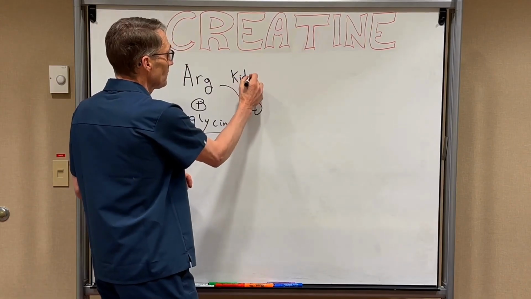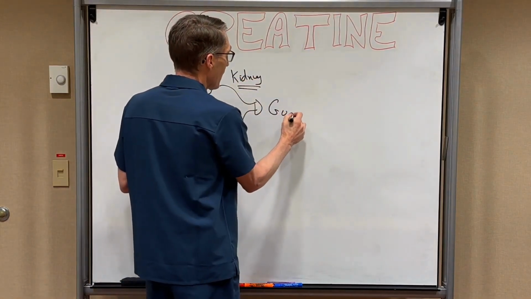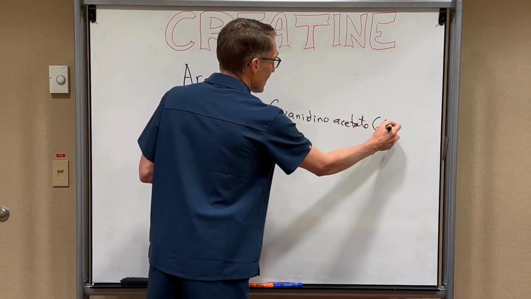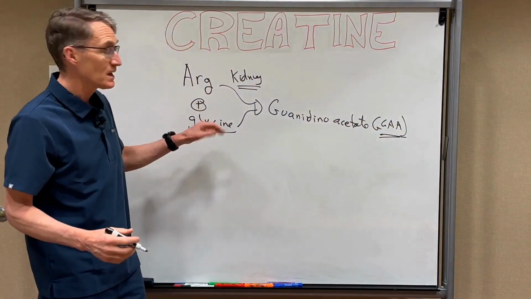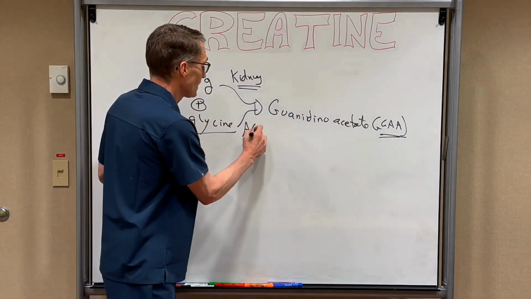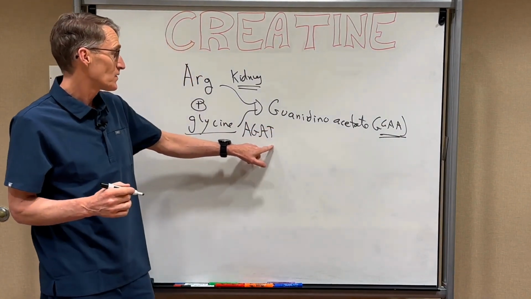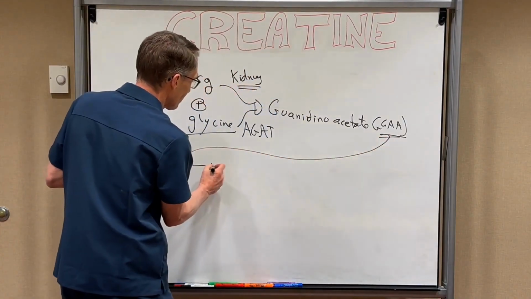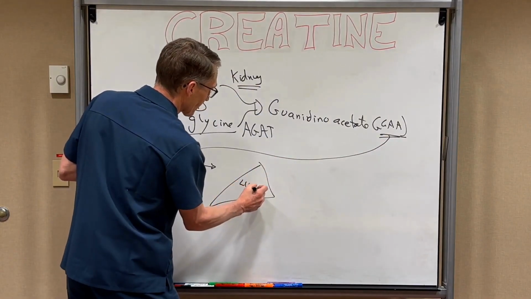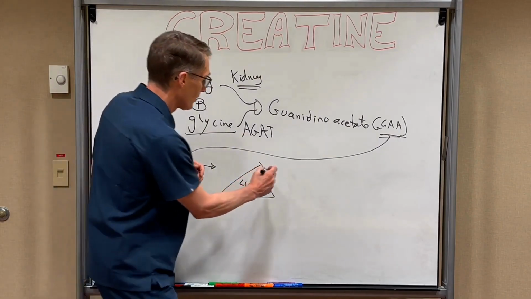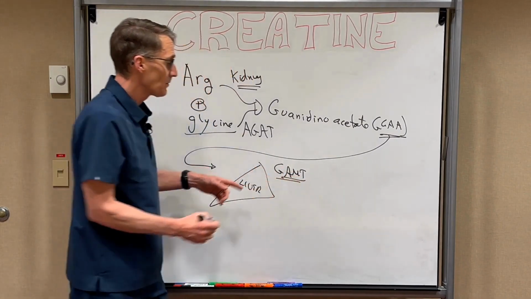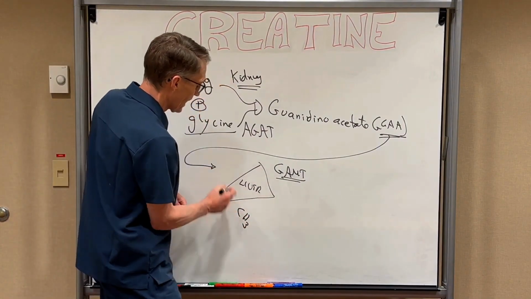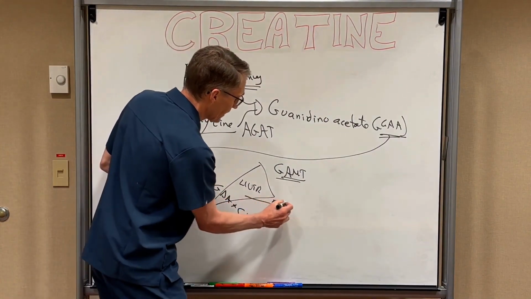And this is predominantly in the kidney. And they make what's called guanidinoacetate. So we'll call that GAA. There is an enzyme called AGAT, arginine glycine amidinotransferase. So essentially we form this GAA. GAA is in our blood, and then the GAA goes to another organ called the liver. And in the liver there is an enzyme called GAMT, guanidinoacetate methyltransferase. Essentially what it does is it takes a methyl group and adds it to GAA, and we get creatine.